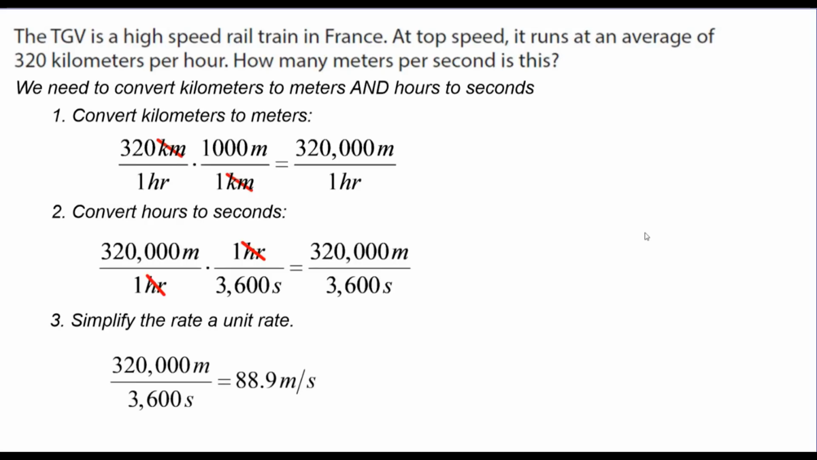Here we have a little bit more complex example, so I'm going to break this down into the steps. The TGV is a high-speed rail train in France. At top speed, it runs at an average of 320 kilometers per hour. How many meters per second is this?